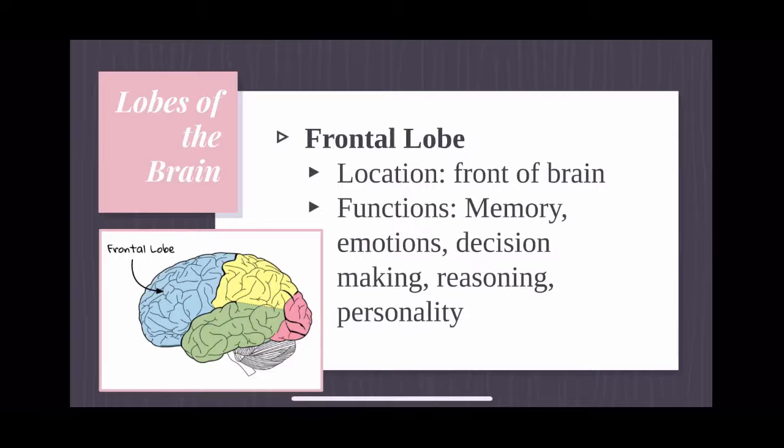The first lobe of the brain that we are going to talk about is the frontal lobe. And surprise, surprise, the location of the frontal lobe is at the front of your brain. So if you were to touch your forehead, right directly behind your fingers, that part of your brain would be your frontal lobe. The frontal lobe has a lot of really important functions.